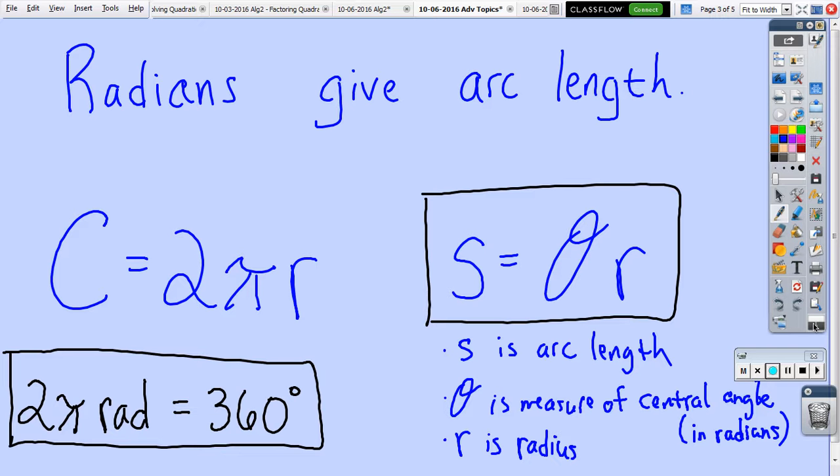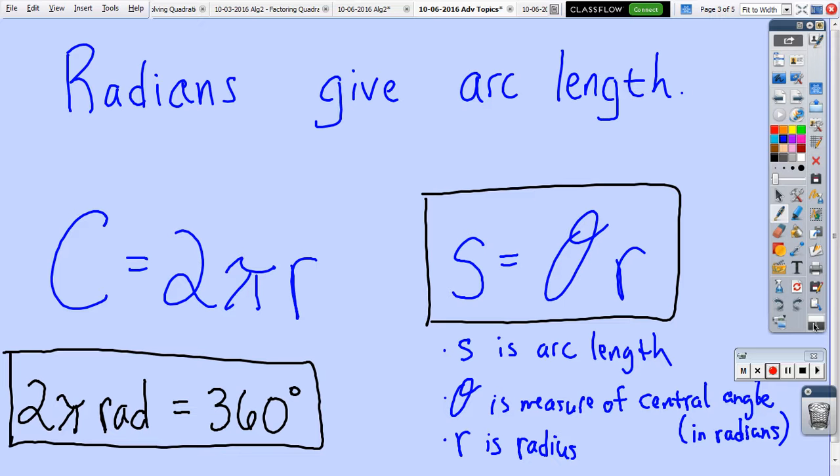What's the central angle? That is the measurement of the angle. And the arc length is this part here. Yeah, we'll see a problem. I know what you're talking about now.